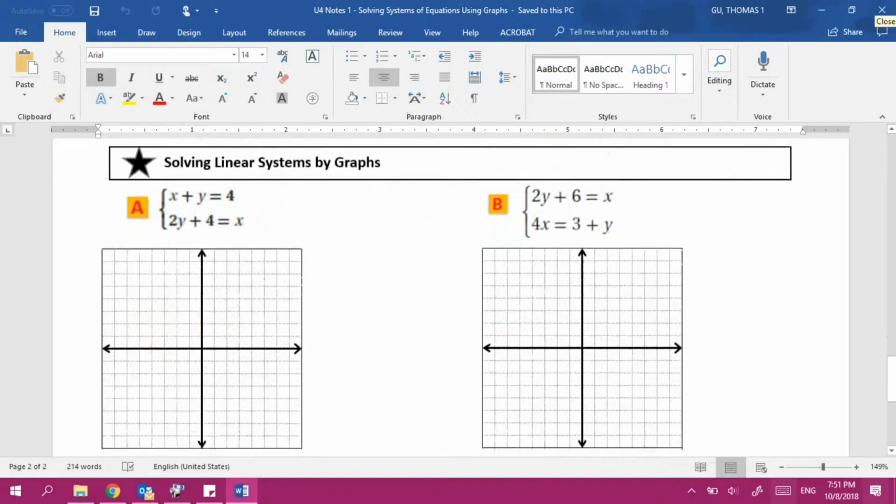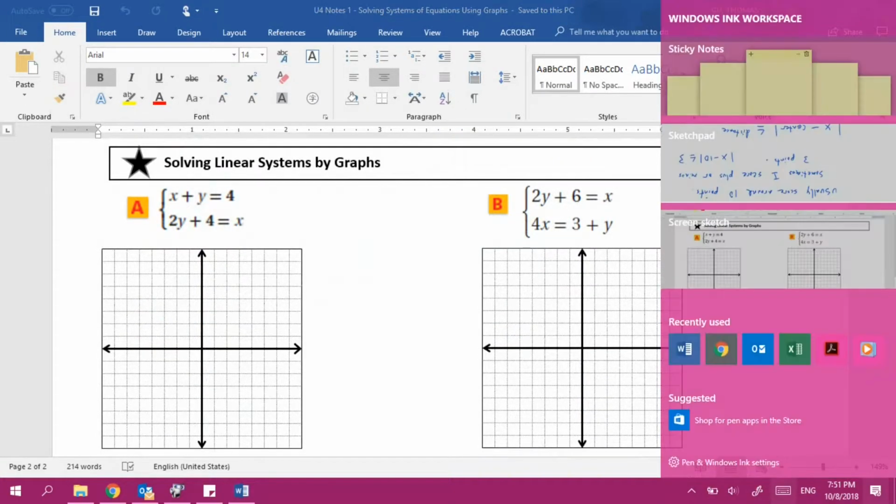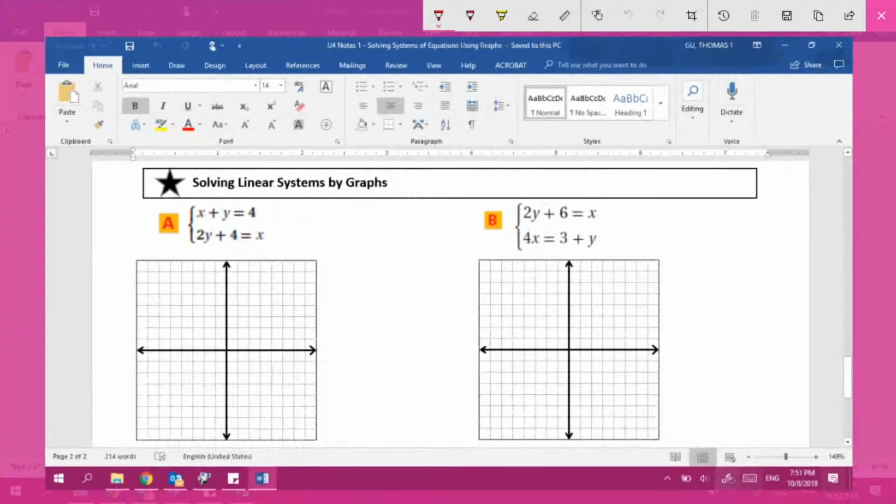All right, next up, we're going to be solving linear systems by graphs. Today we're all about using graphs to find our solutions. Remember, all these equations are lines, and if we put them into y equals mx plus b, we can graph those lines. But look at both these equations. Neither of these are in y equals mx plus b. Unhappy face, don't like that. We're going to rearrange them into y equals mx plus b.